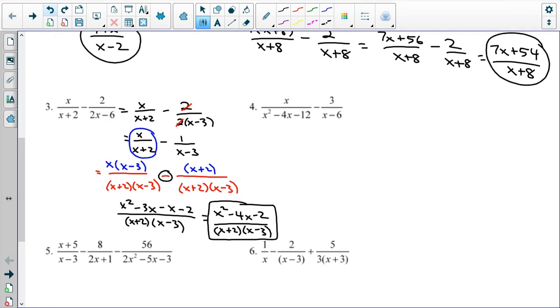Problem 4. If I factor x squared minus 4x minus 12, that's x minus 6 times x plus 2. So if I look at this problem, the first term is missing nothing. So I'm going to have x over x minus 6 times x plus 2. And the second term is missing an x plus 2.